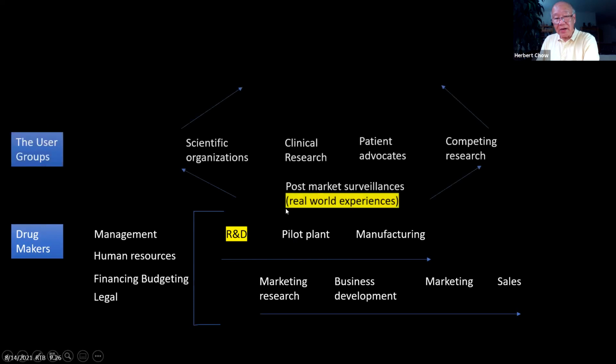And then when the product gets out, the real world starts taking your product, like the studies in Singapore and in Israel. You have the scientific organizations, clinical research, patient advocates, and competing research trying to take you down and promote their product. All of these are good, right? They serve to keep you honest, because you put out a product and these guys keep you honest. These are the post-market surveillance, and the FDA mandated this.